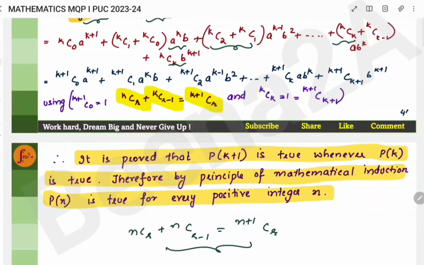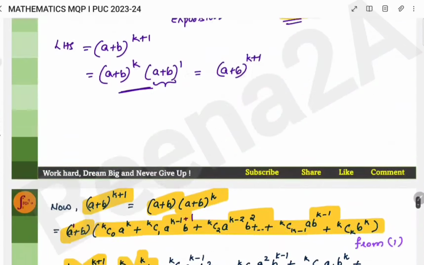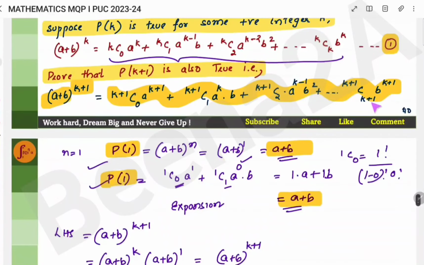If you notice, we have here kC0 and kC1. So you'll put k plus 1, so it will become (k plus 1)C1. Use this here for every term, so we'll get k plus 1 everywhere here. Now if you compare this particular expression with what we got here, this one.